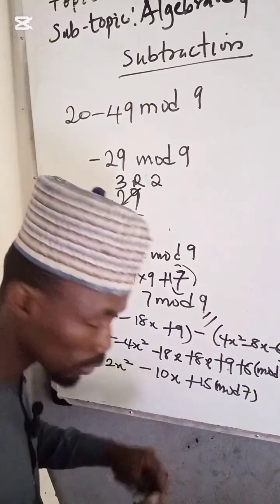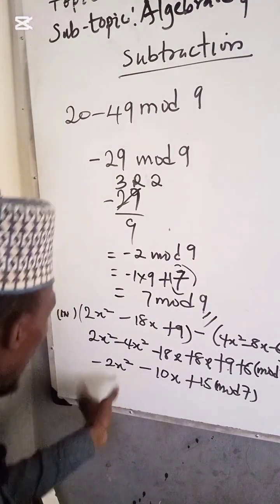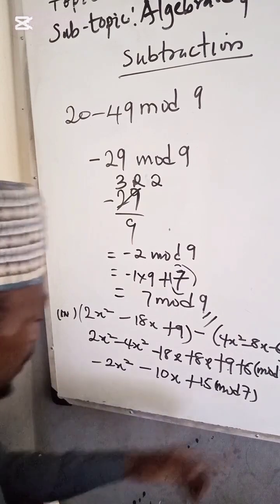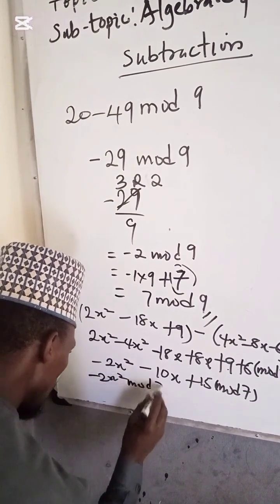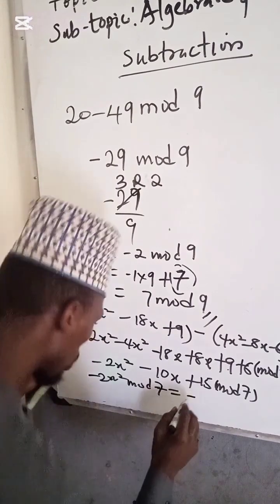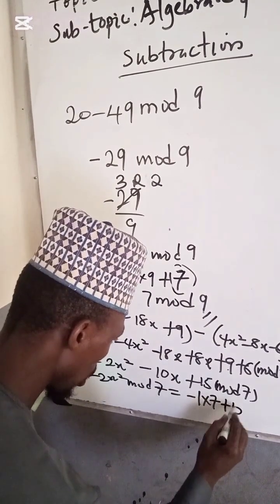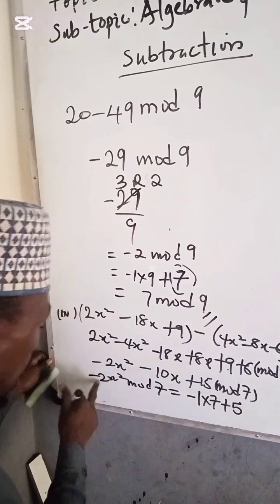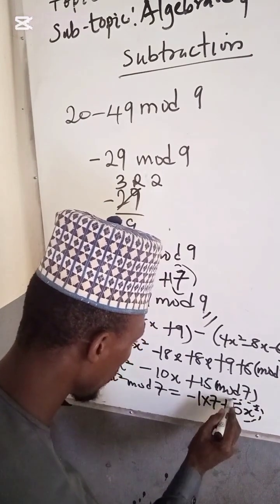Now, remember, you have to take care of them one after the other because they are different terms. This x squared is what? Minus 2. So what do we do to get minus 2x squared? We can take it this way. Minus 2x squared mod 7. Take it one after the other. This will be equal to what? Minus 1 times 7 plus what? Plus 5. So minus 1 times 7 is minus 7, plus 5 gives you minus 2. So in this case, you have 5x squared as remainder for this one.